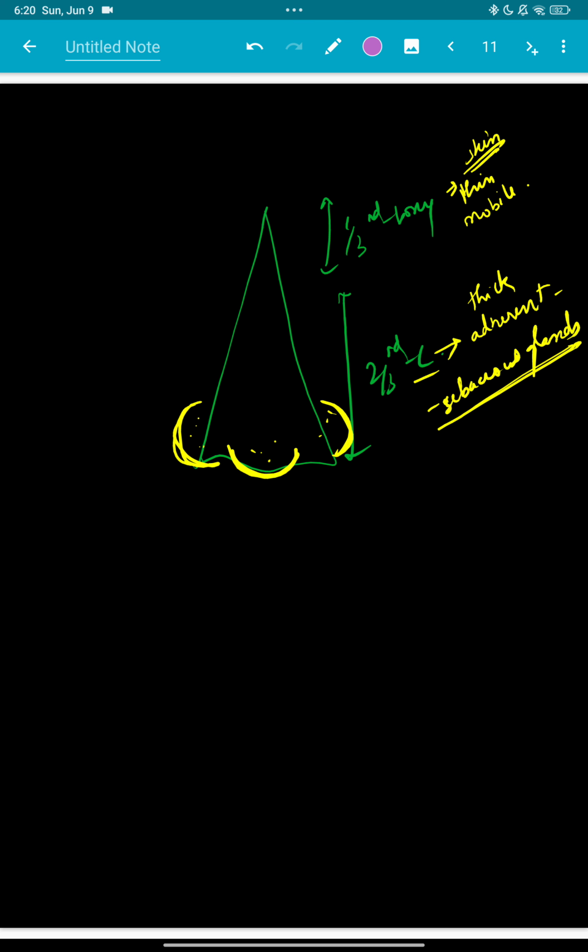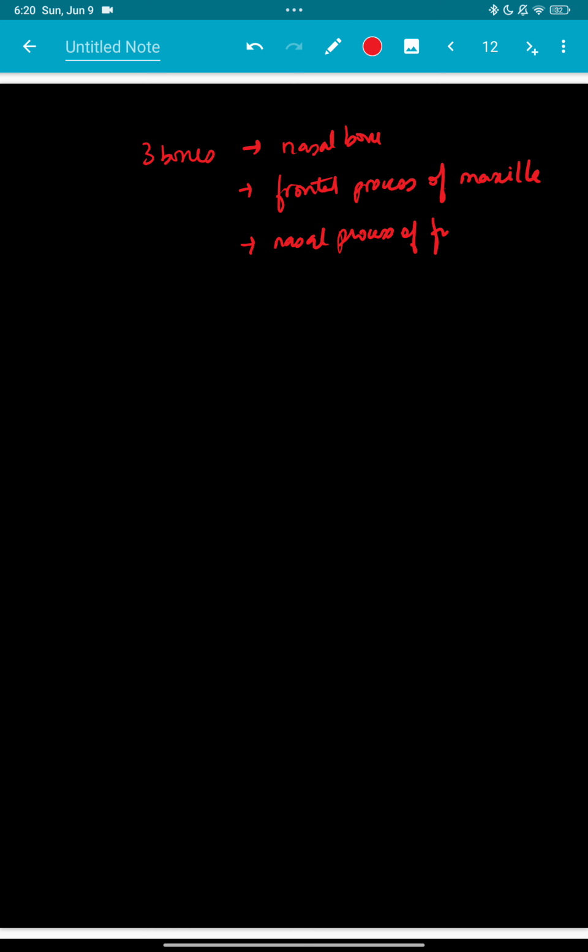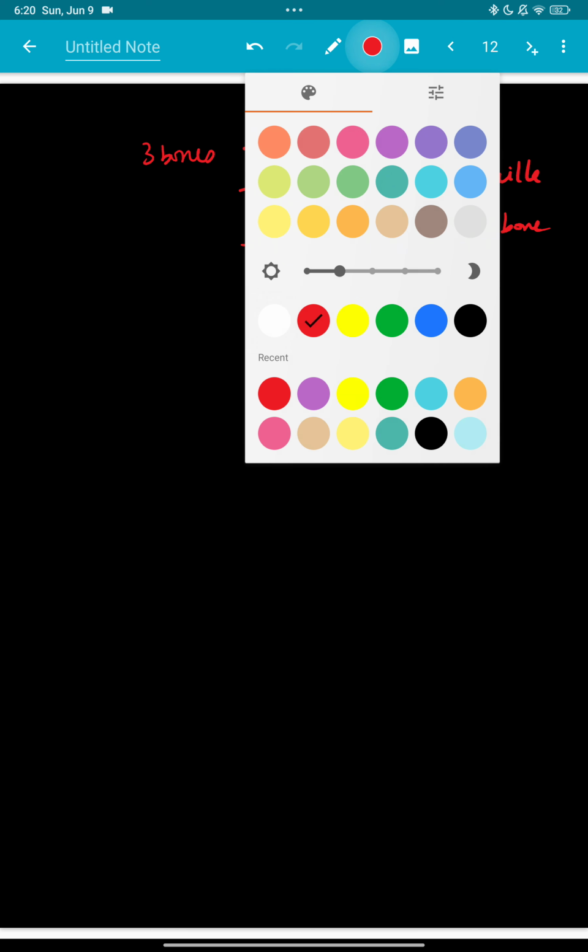Now we need to remember that we had an osteocartilaginous framework surrounded by muscles and then skin. So we learned about the skin. Now we come to the bone, cartilage and muscle. So remember, we have three bones, four cartilages and five muscles. First I'll name them. Number one is the nasal bone. Number two is the frontal process of maxilla, and number three is the nasal process of the frontal bone. I'll show these to you in some time.